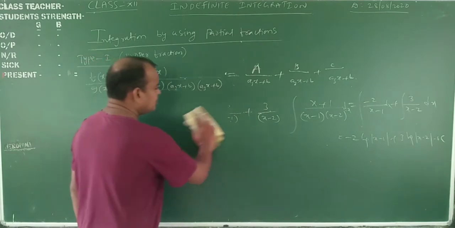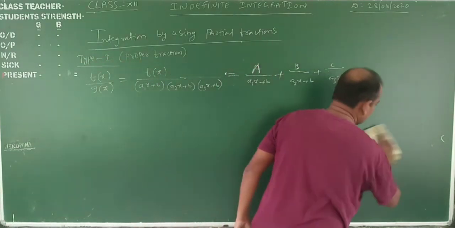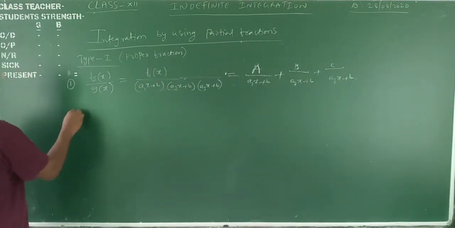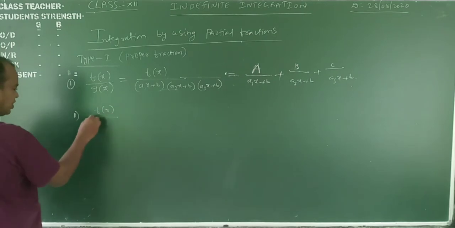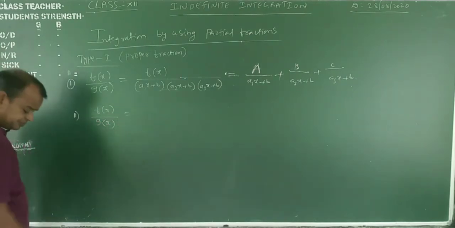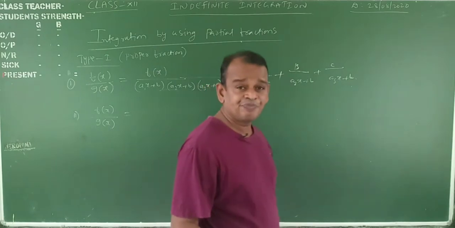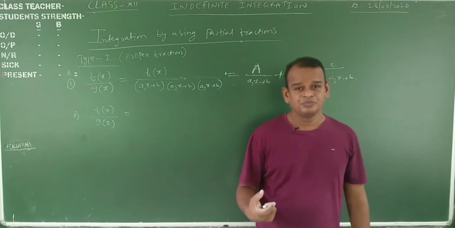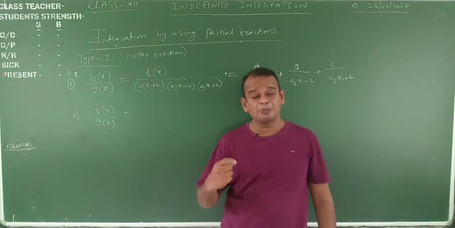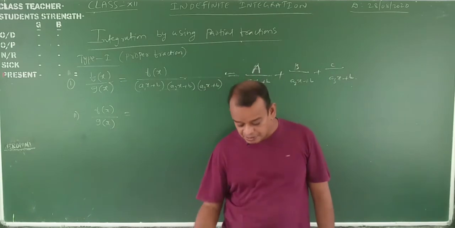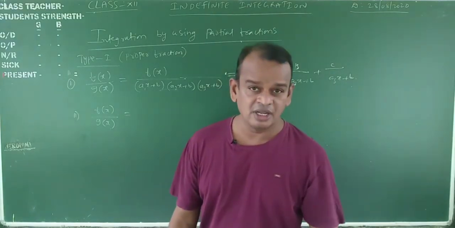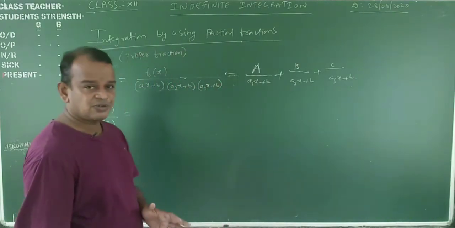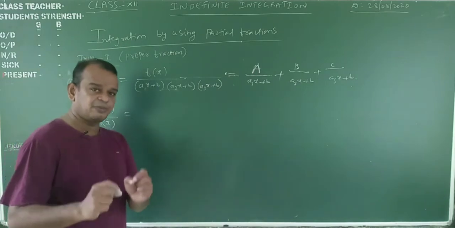Next we are going to type 2. What does type 2 mean? Here this is type 1. Type 2: f of x by g of x, where g of x has repeated linear factors. Repeated linear factors means x minus 1 whole square, 2x plus 1 whole cube. That's why they are called repeated linear factors. X minus 1 whole square means x minus 1 is repeated 2 times.